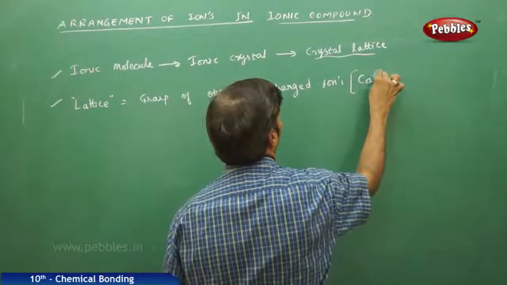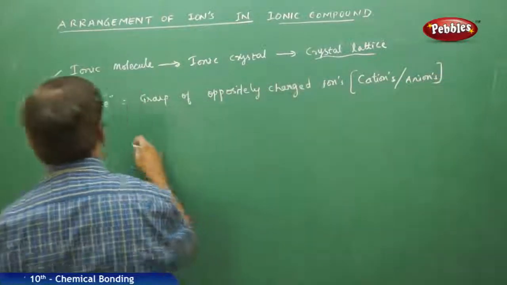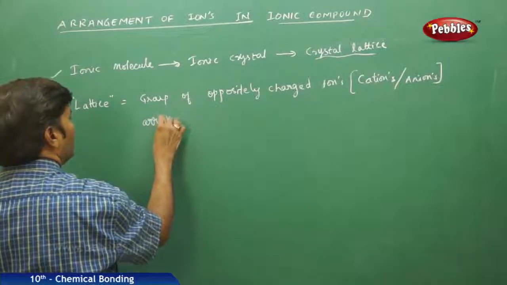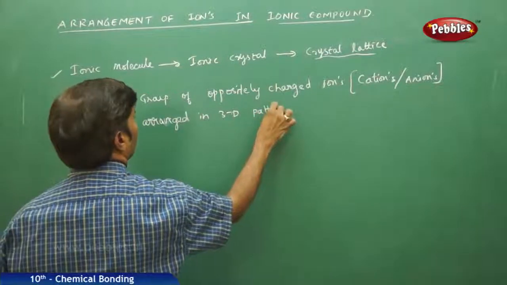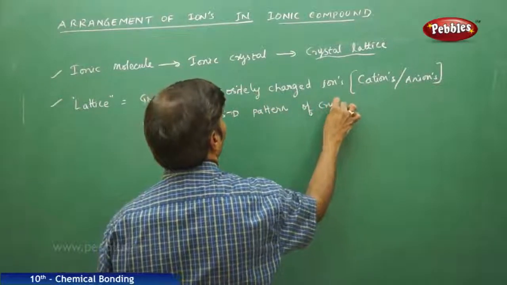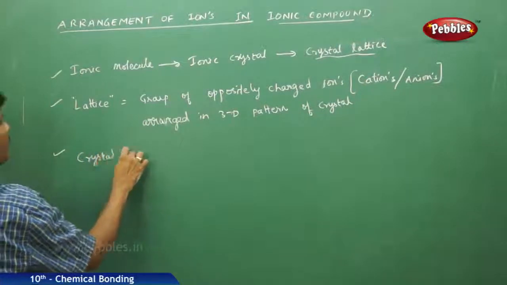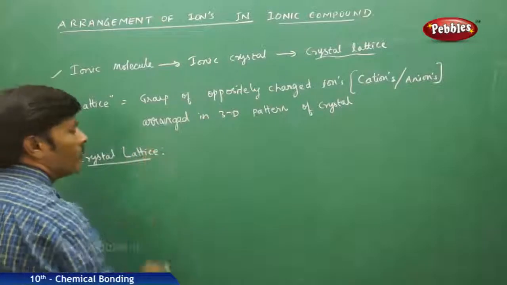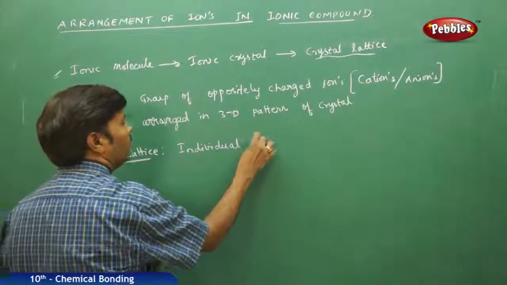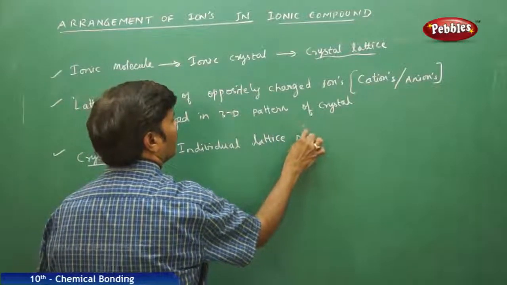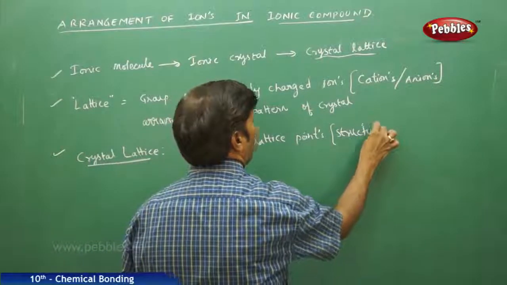maybe cations or anions, arranged in a three-dimensional pattern of crystal. Actually, a crystal lattice is identified by the individual lattice points. These lattice points are also called structural motifs.